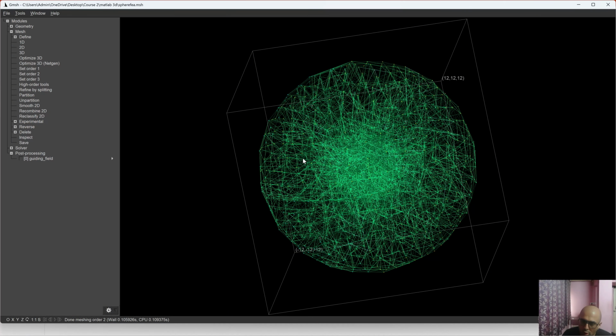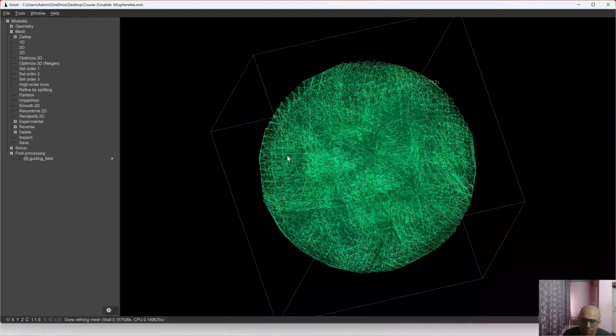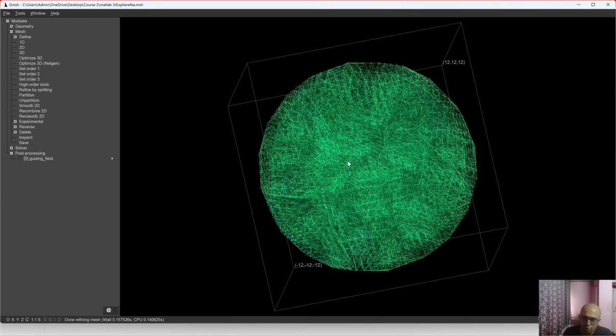So this is called polynomial refinement, and if we increase the number of tetrahedrons, that is called H refinement. Okay, so this is H refinement, where you're really increasing the number of tetrahedrons, right? So both of them have different use cases. If your solution is really smooth, you can just increase the order, and that would help.